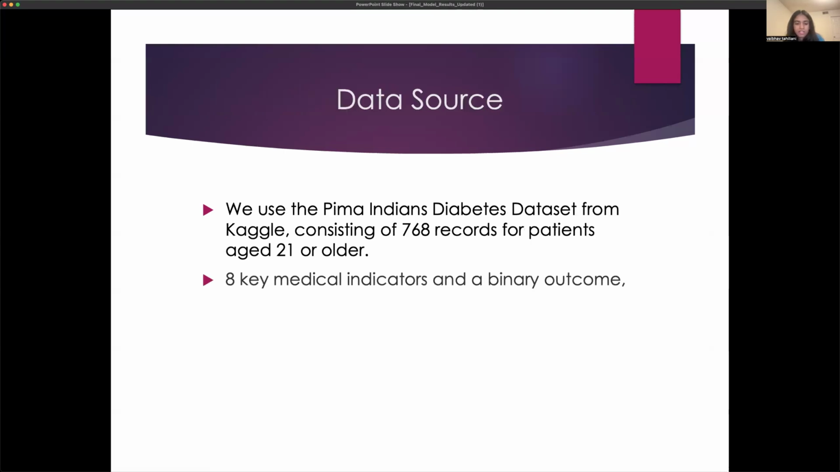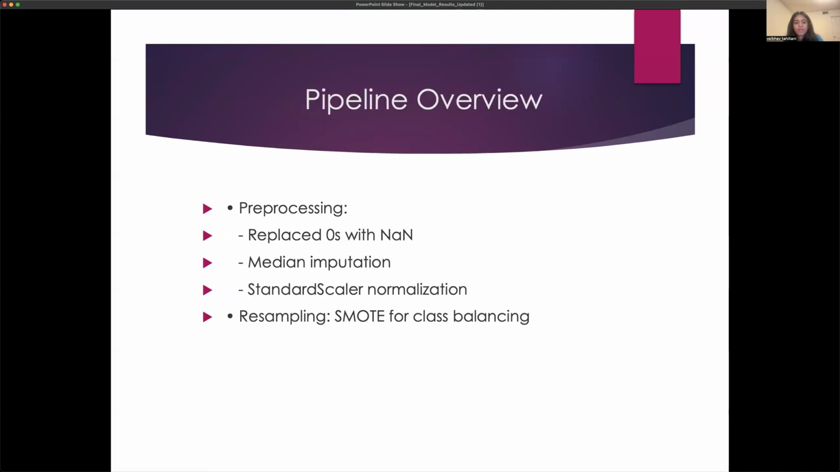So, moving ahead, here's our data source. We used the PIMA Indians Diabetes dataset, which is publicly available through Kaggle and the UCI Machine Learning repository. This dataset contains medical records for 768 patients aged 21 or older, and each record includes 8 clinical features such as glucose level, BMI, insulin, etc., and also a binary outcome indicating whether the individual was diagnosed with diabetes or not.